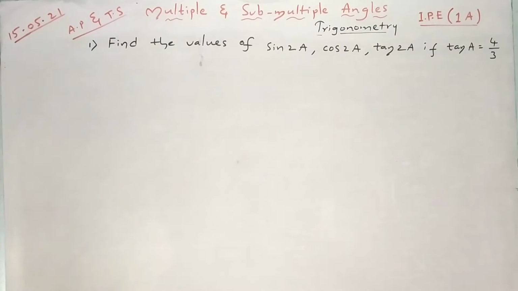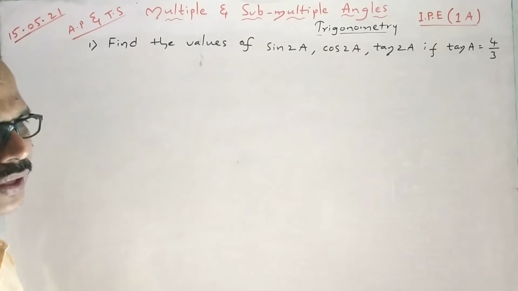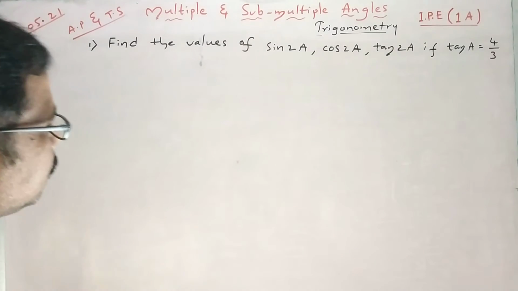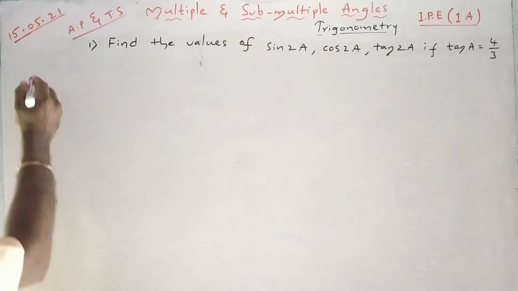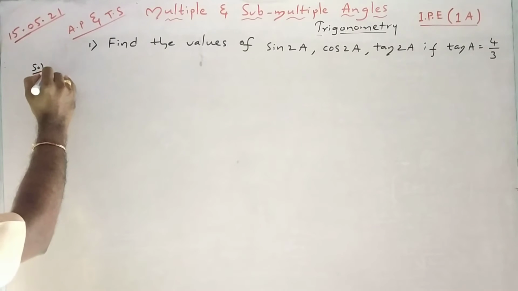So we have seen the concepts of multiple and submultiple angles. All the formulae also we have discussed with the proofs. Look at this question. Find the values of sin 2a, cos 2a, tan 2a if tan a equal to 4 by 3. Formula based problem. Let us see the solution.